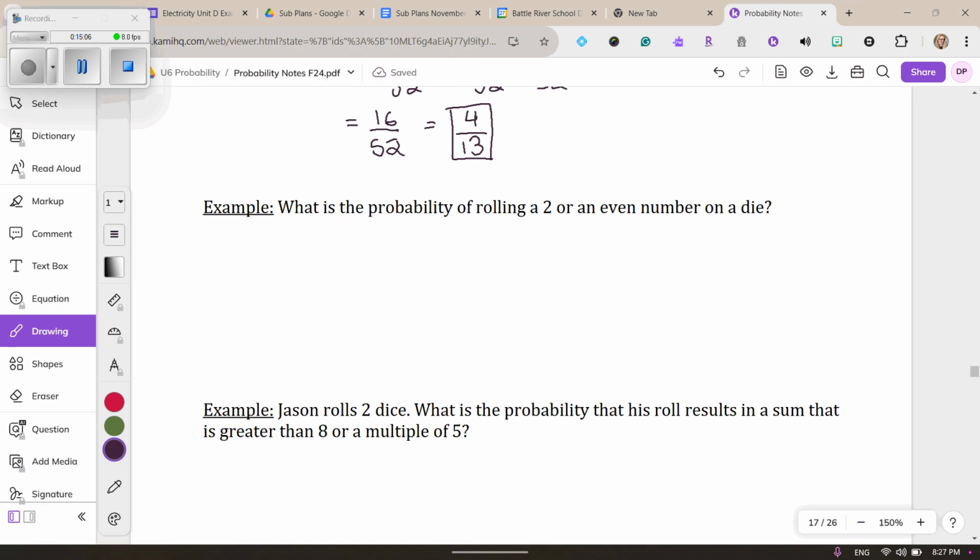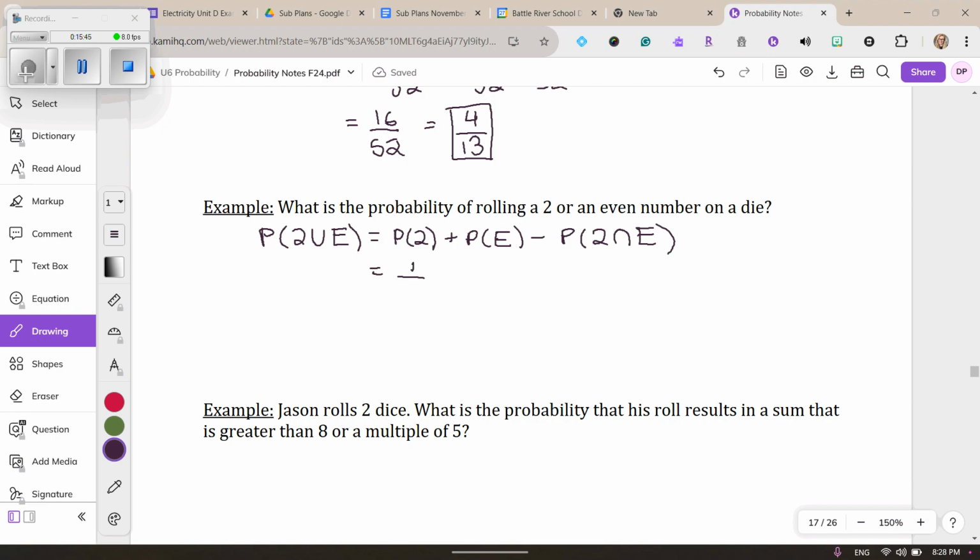Right, next example says, what is the probability of rolling a 2 or an even number on a die? Okay, so we're looking for the probability of a 2 or an even number. So if you think about your dice, you have a 1, 2, 3, 4, 5, 6. So you're looking for the probability of 2 plus the probability of an even, but then you have to subtract the overlap because there is one that is 2 and even, and that of course is rolling a 2.